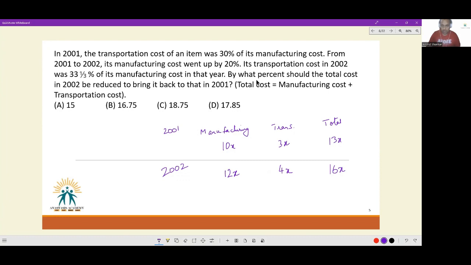Now the question is asking me finally, by what percent should the total cost in 2002 be reduced to bring it back to that in 2001? By what percentage should 16x be reduced so that it comes back to 13x? It should be reduced by 3x. But we need the answer in percentage terms. So this is the final figure we work with. X and x gone. This becomes 4. This becomes 25. We finally get 75 by 4, or we get 18.75 as the answer, or option C is the correct choice.